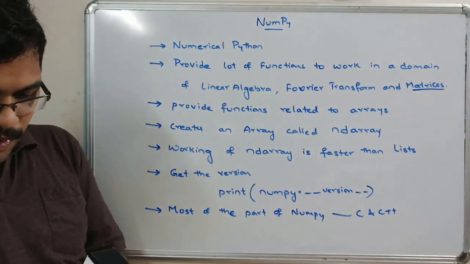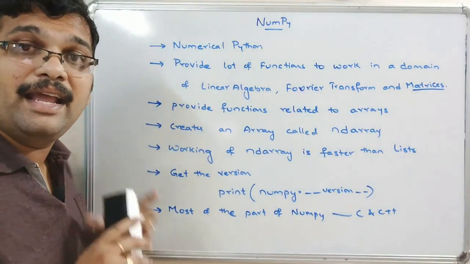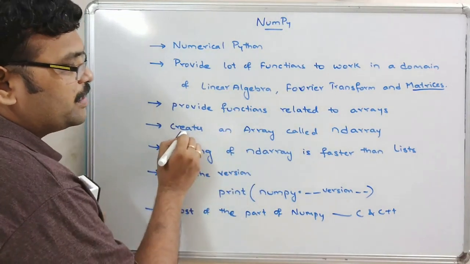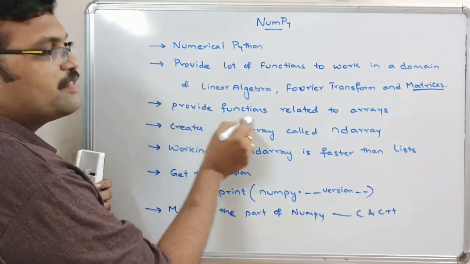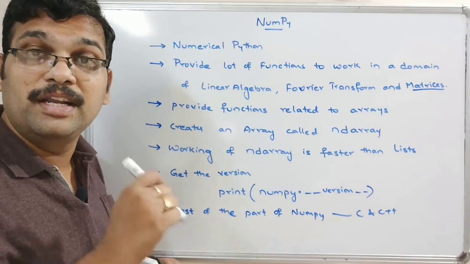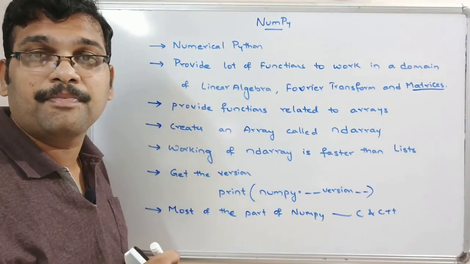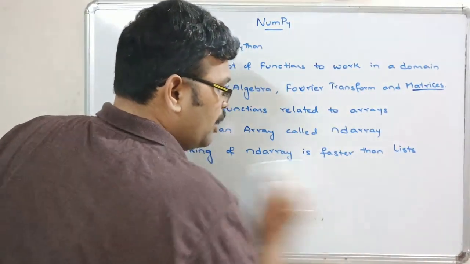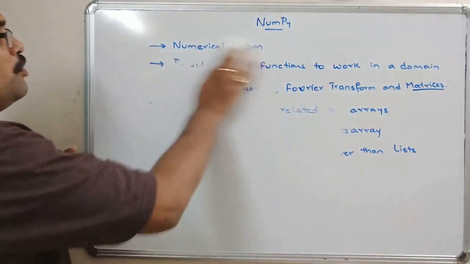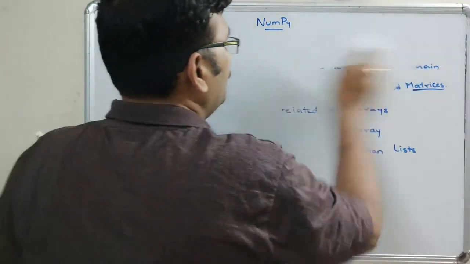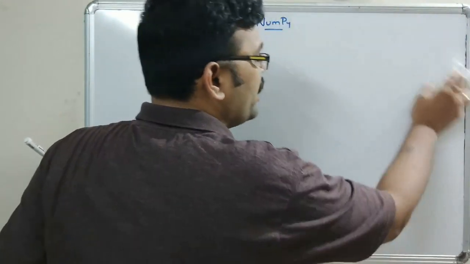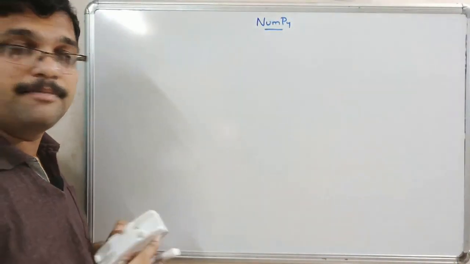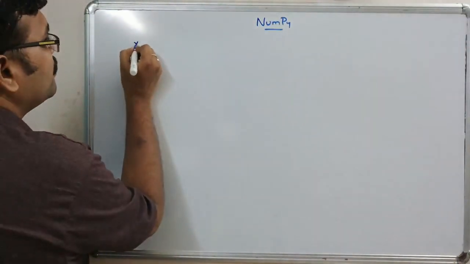Right? Now we'll see how to create this array in NumPy. The main thing is it provides functions related to the arrays. So it gives high performance computing of these arrays. Now we'll see how to create the array, how to know the type of array, how to get the dimensions of array, and how to create a one-dimensional array, two-dimensional array.